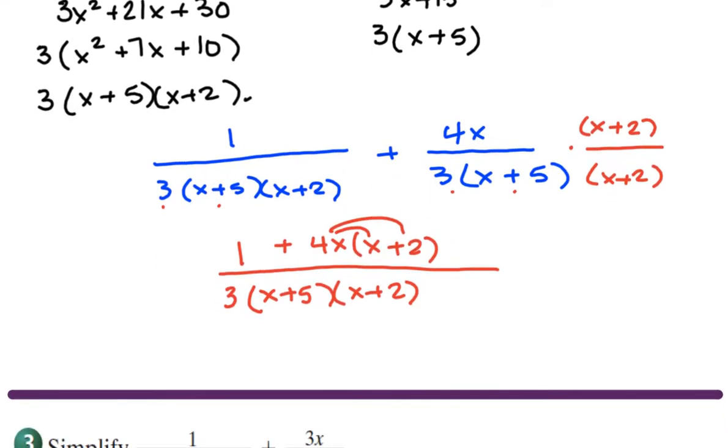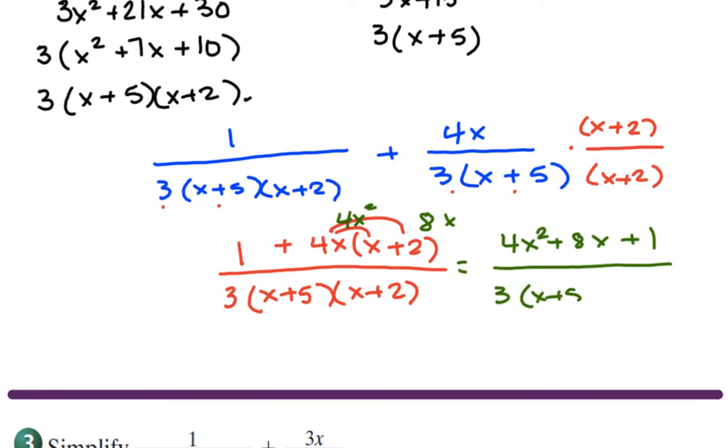This particular problem isn't so bad. You'll see there's some really ugly ones in the future. Okay, 4x times x would be 4x squared. 4x times 2 is 8x. That means that our final answer will be 4x squared plus 8x plus 1 all over 3 times x plus 5 times x plus 2.